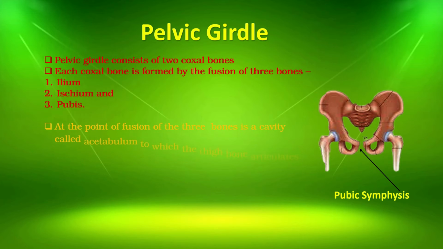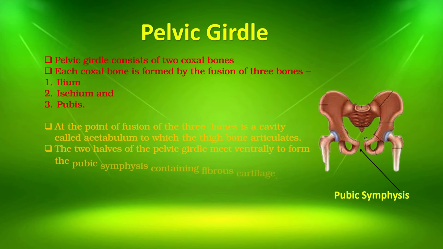Pelvic girdle. The pelvic girdle consists of 2 coxal bones. Each coxal bone is formed by the fusion of 3 bones: 1. Ilium. 2. Ischium. And 3. Pubis. At the point of fusion of the 3 bones is a cavity called the acetabulum, to which the thigh bone articulates. The 2 halves of the pelvic girdle meet ventrally to form the pubic symphysis, containing fibrous cartilage.